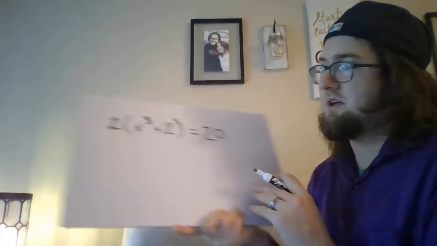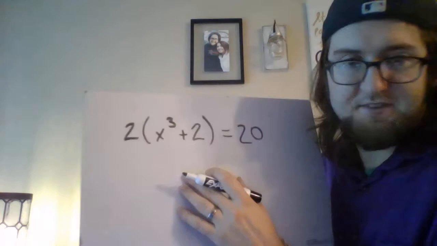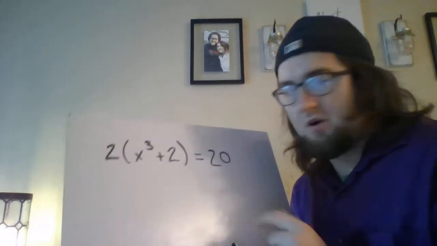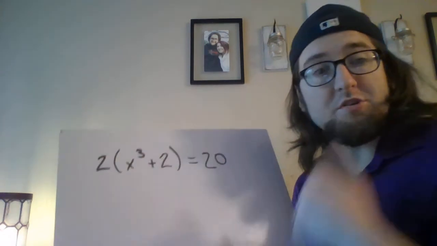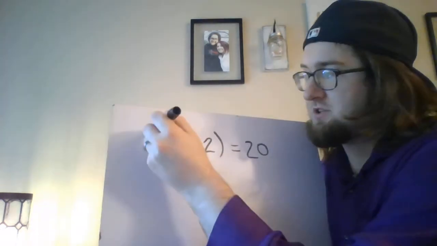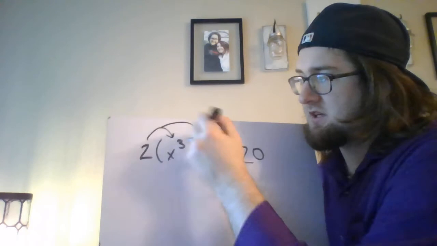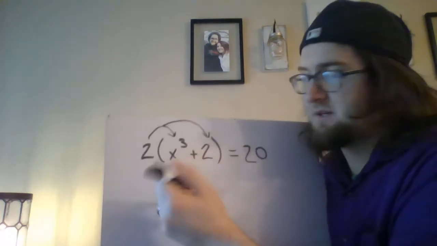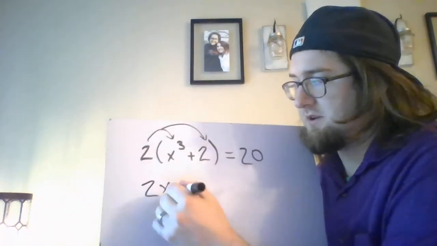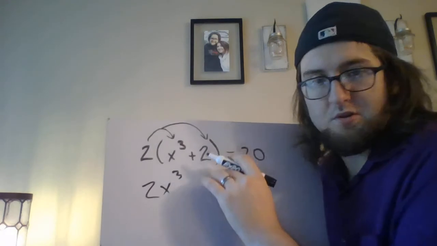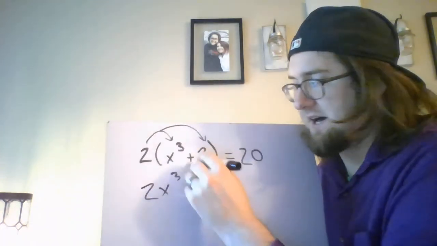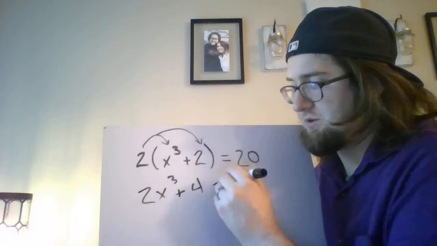Then we have one last problem, and this is our multi-step. If you've been in my class before, you know when we have a multi-step problem, the first thing we want to do is distribute. So let's distribute this 2 inside. What's 2 times x cubed? 2x cubed, good. And what's 2 times 2? 4, good. It's a positive 4, and that's equal to 20.